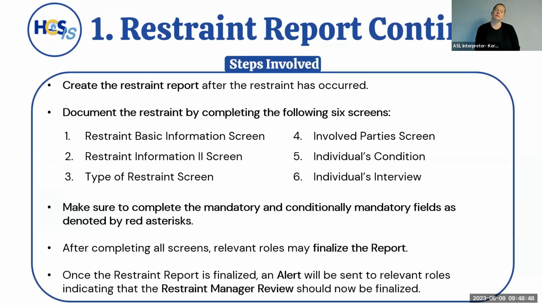After a restraint occurs, relevant roles will be required to fill out a restraint report. The report consists of 6 screens: the Restraint Basic Information screen, the Restraint Information 2 screen, Type of Restraint screen, Involved Party screen, the Individual's Condition, and the Individual's Interview screen.